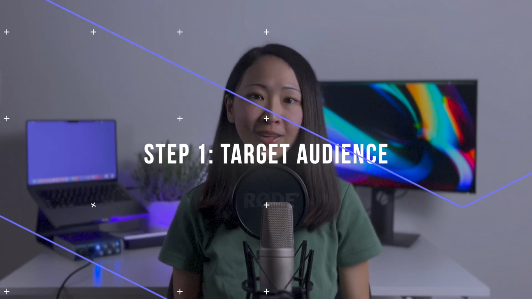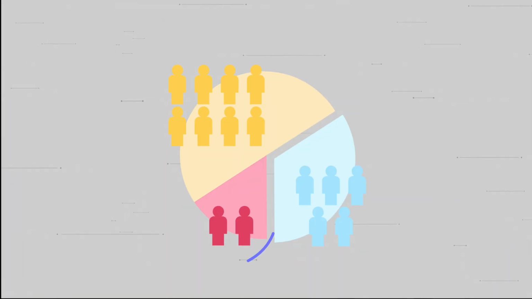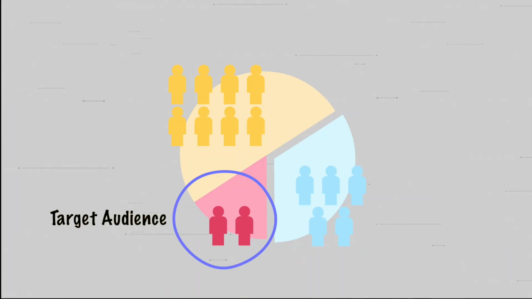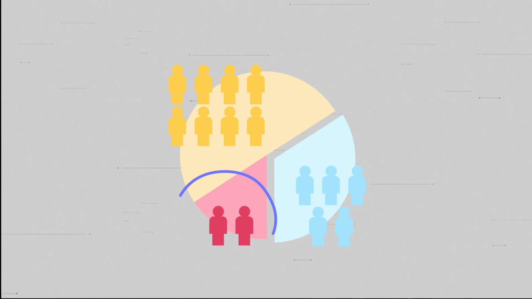Now let's get started. Step number 1, define your target audience. And this is the most important step. Ultimately, your content strategy is built for your target audience so they will take some action in order to achieve your business or marketing goals.